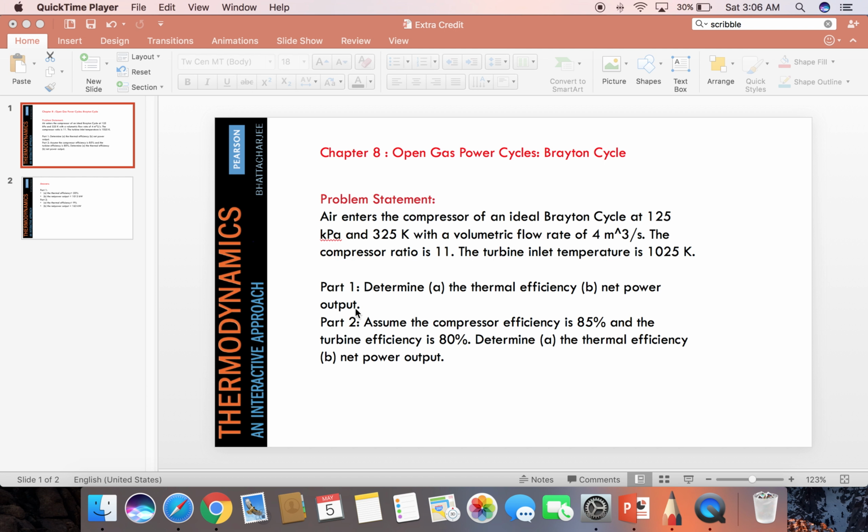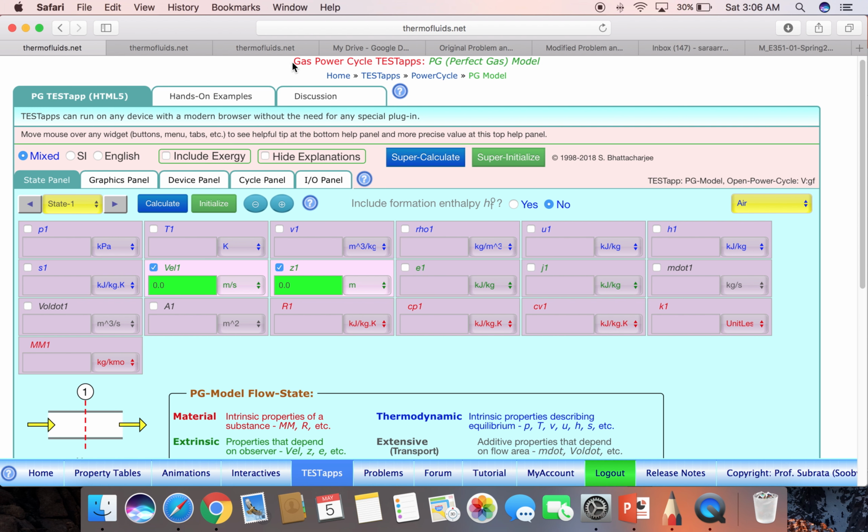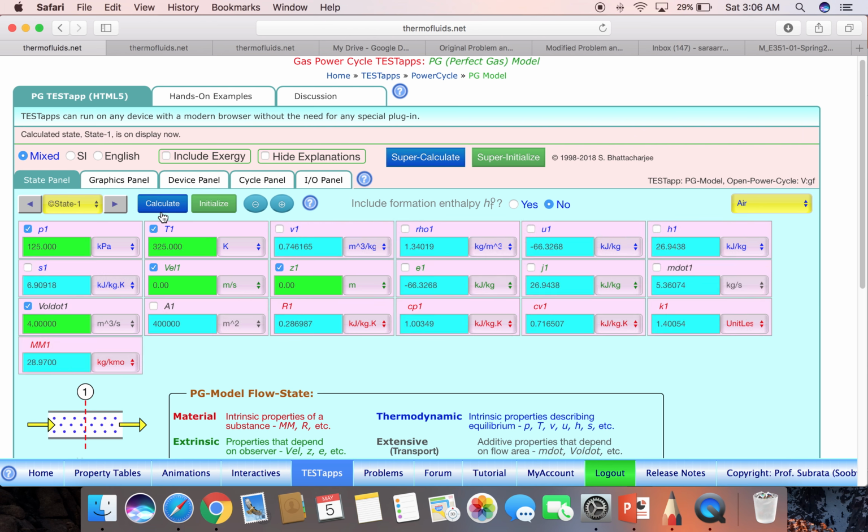So let's go ahead and go to the TESTcalc apps. I'm going to pull it up. We're going to be using the gas power cycle TEST app, the PG model. So let's start plugging things in. At state 1, it is 125 kPa, and we know that the temperature is 325. We also know the volumetric flow rate of 4, and we can go ahead and calculate that.